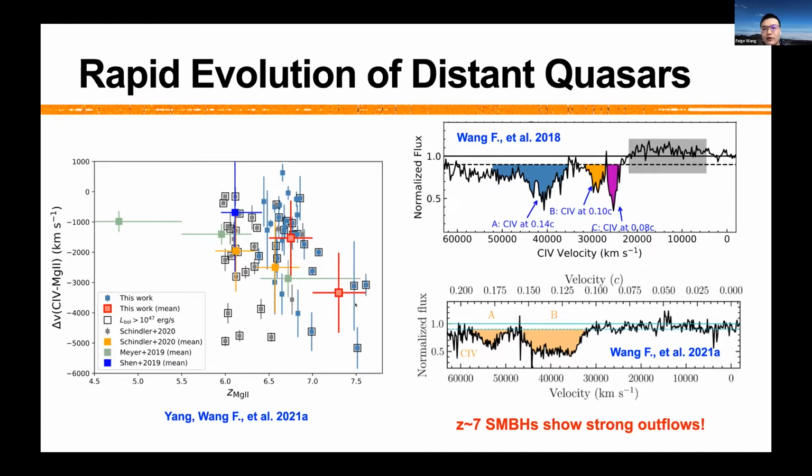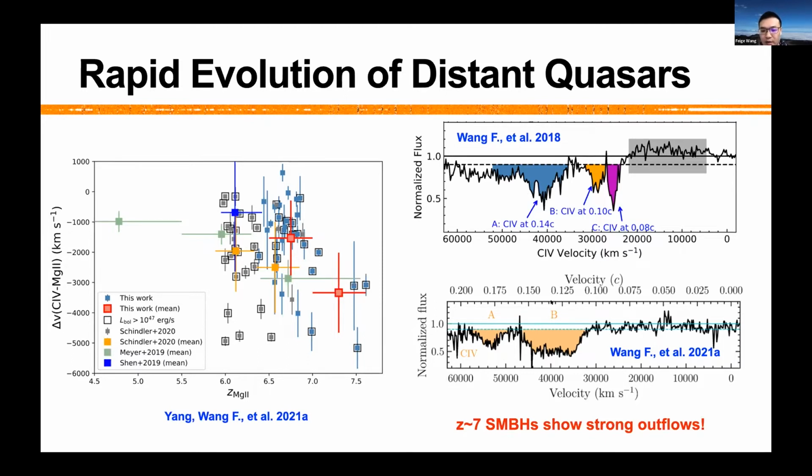outflows. The outflows can be seen not only in the emission line, but also in the absorption line, because the outflow launched from the accretion disk can absorb the flux emitted from the accretion disk, and we can see those outflows as broad absorption line features in the quasar spectra. In the right panel, I show two examples. One shows a redshift 7 quasar, where you can see there are several absorption troughs. I highlight the carbon-4 absorption trough. Those absorption troughs are blueshifted a lot, which means the outflow is at a very high velocity.